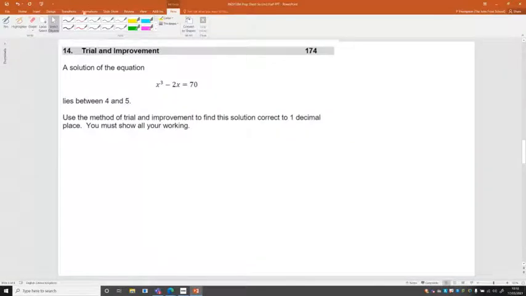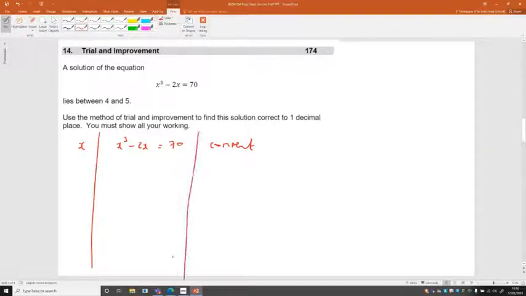Next question then, trial and improvement. And with this sort of thing, always make a table. Try values of x. Try the equation, and don't forget your comment column. Okay. Here we go. It says it's between 4 and 5, so I'll have to check 4 first and then 5.